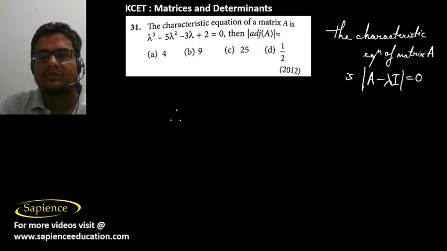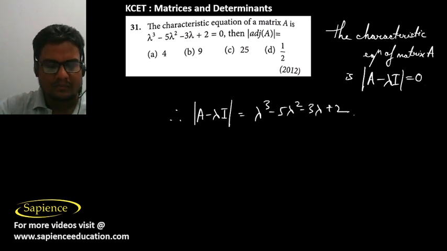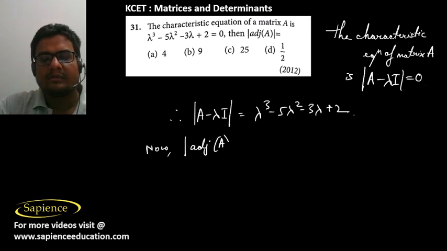Now here it is told that the determinant of A minus lambda I is equal to lambda cube minus 5 lambda square minus 3 lambda plus 2. So now we know that the determinant of adjoint of A is equal to the determinant of A whole power n minus 1.